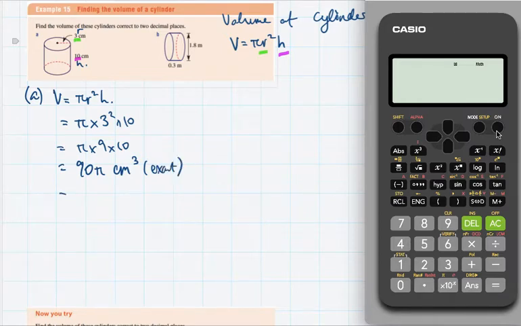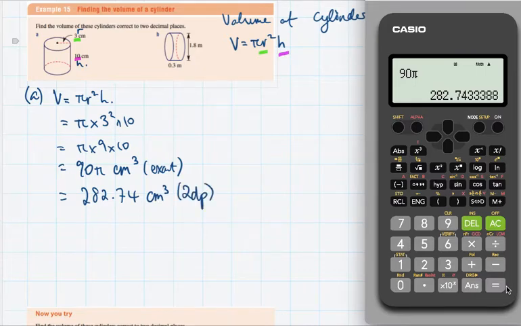Then next, we can calculate what that would be by just typing in our calculator 90 times by pi. And out pops 282.74. Then add the units, centimeters cubed. And that's to two decimal places. Now, as you can see, to calculate the volume of a cylinder, it's relatively straightforward. The equation's quite nice to use.